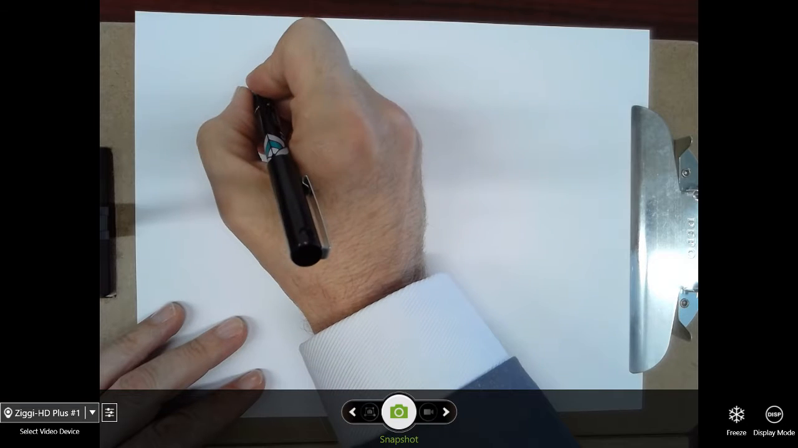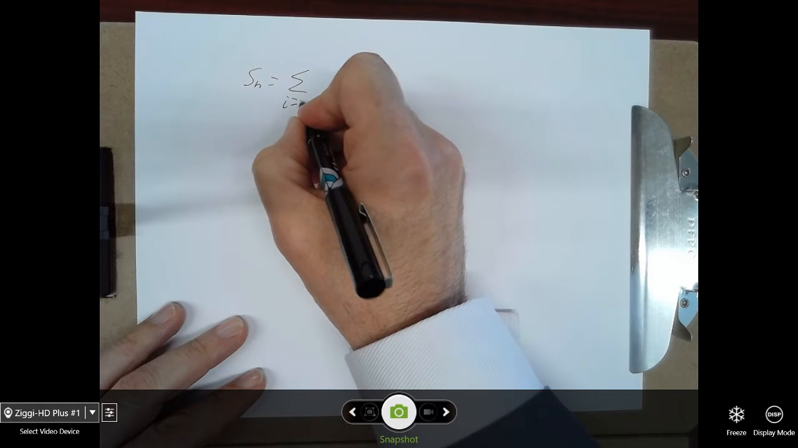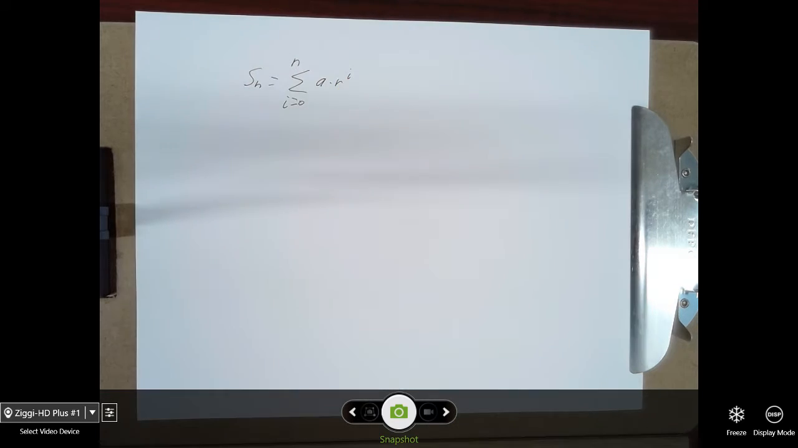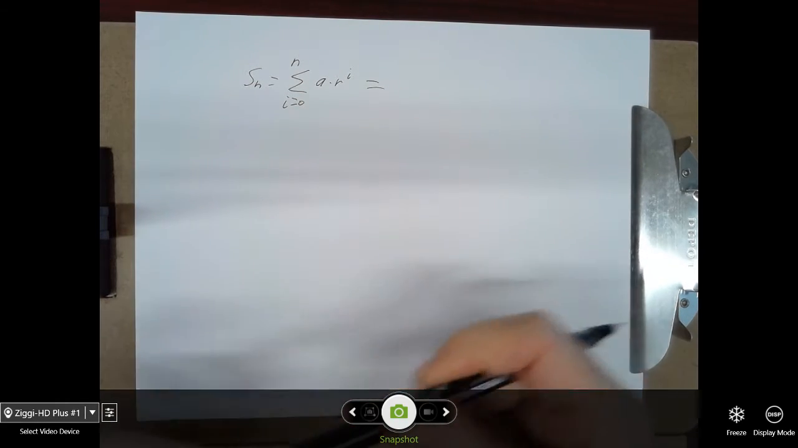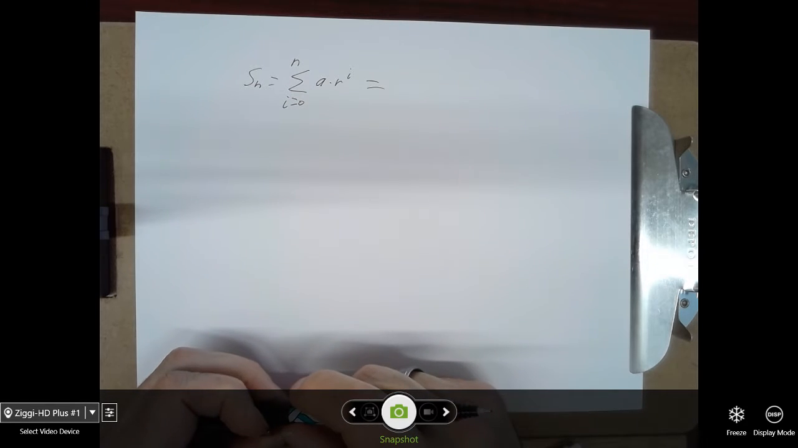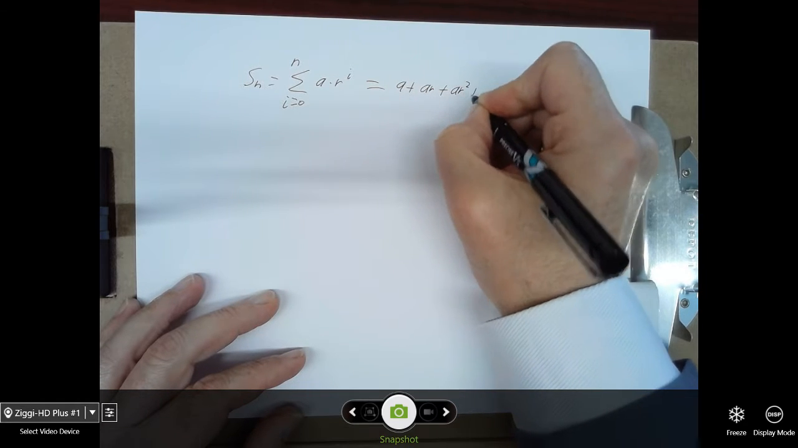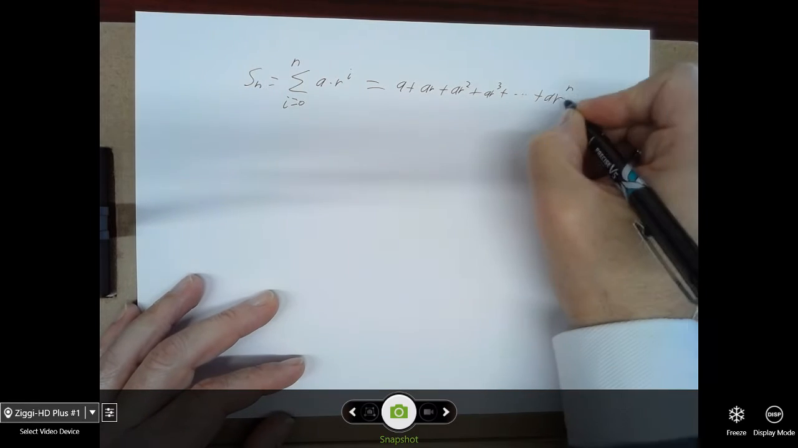Let's see. So let's go back to the geometric sequence, but as a summation. We'll write S_n as the sum from i equals 0 to n of some constant a times some constant r raised to the i. So this is basically a plus ar plus ar squared plus ar cubed, all the way up to a times r to the n.